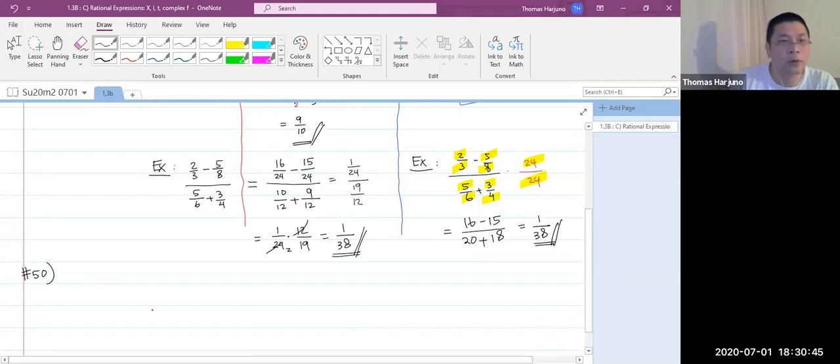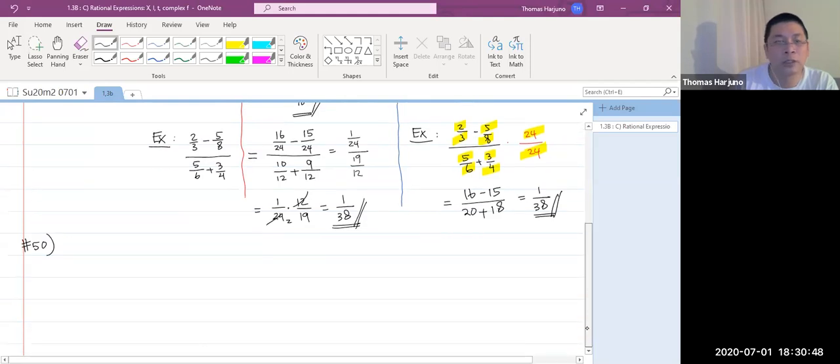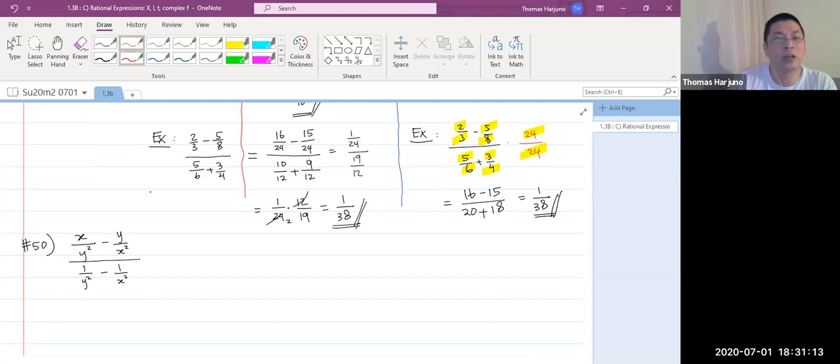Now, number 50, for example, I hope you have your textbook already. Number 50, we have x over y squared minus y over x squared, big over 1 over y squared minus 1 over x squared. Now then, how to simplify this? What's the LCD, or overall LCD? y squared, x squared. So the LCD is x squared y squared.